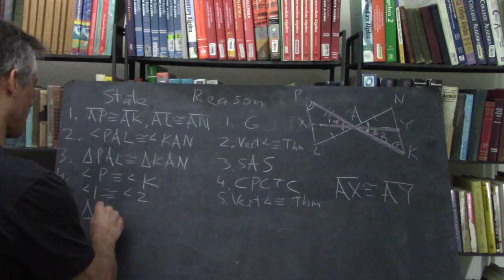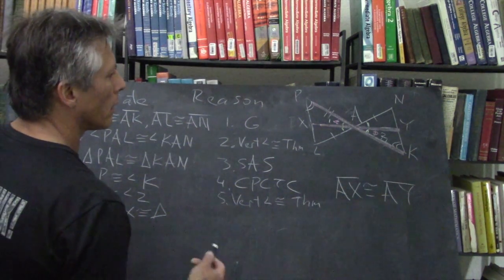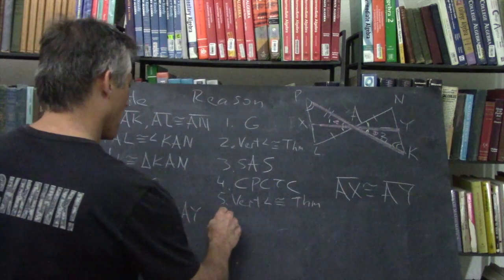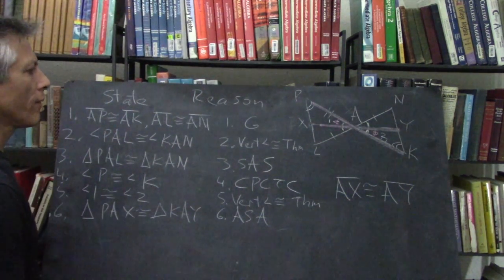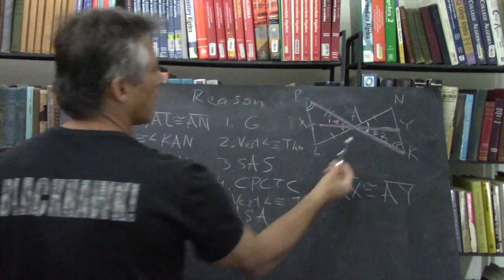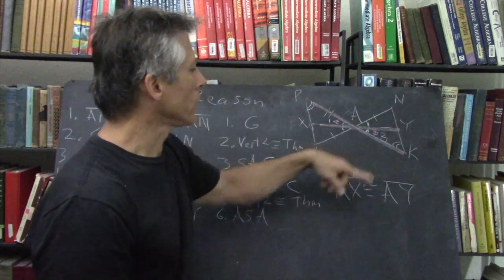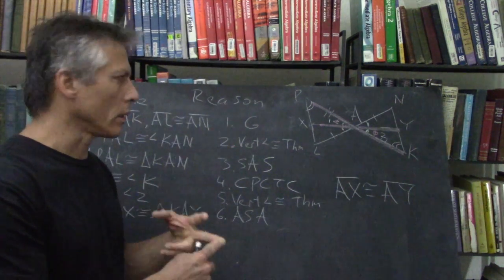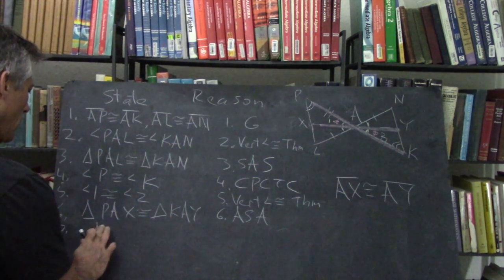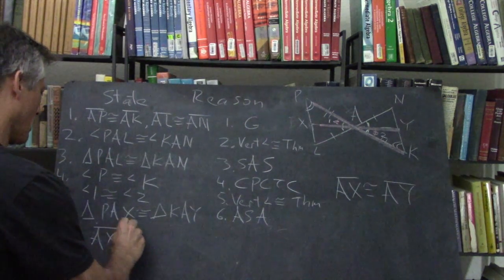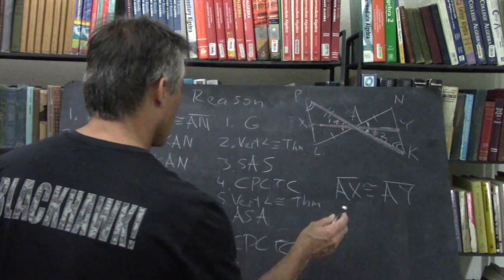So triangle PAX is congruent to triangle KAY by the angle, side, angle theorem. And then finally, AX congruent to AY, because AX is a part of this triangle and AY is a part of this triangle. And when triangles are congruent, all their parts are congruent. So we've got AX is congruent to AY by CPCTC. Good.